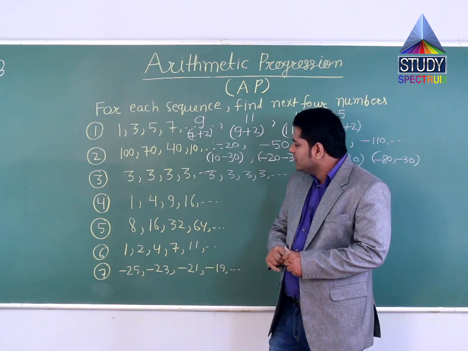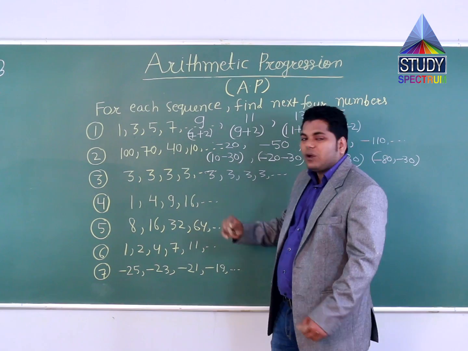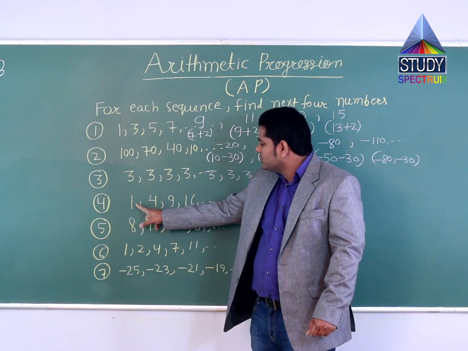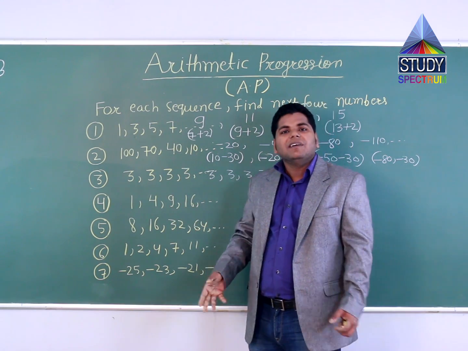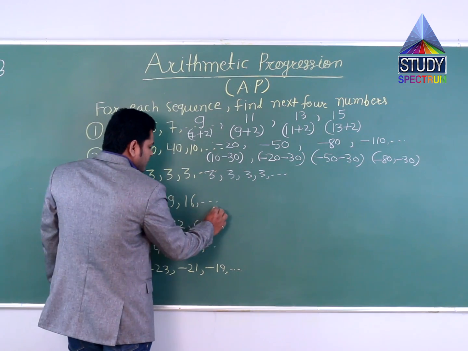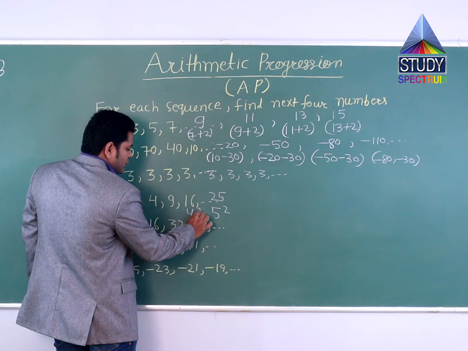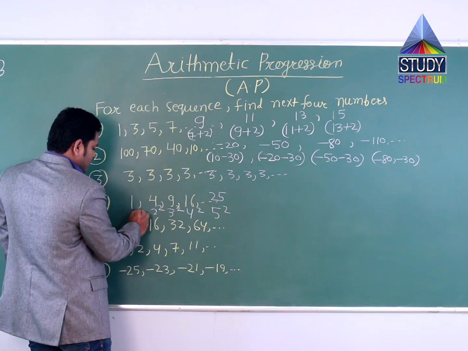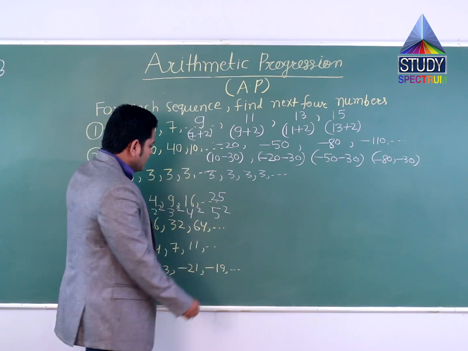Okay, so if you observe, you can say these are the squares of successive natural numbers. Actually it is 1 square, 2 square, 3 square, 4 square, and the next number will be 5 square, so it will be 25. This number is 4 square, this is 3 square, this is 2 square, and this is 1 square.